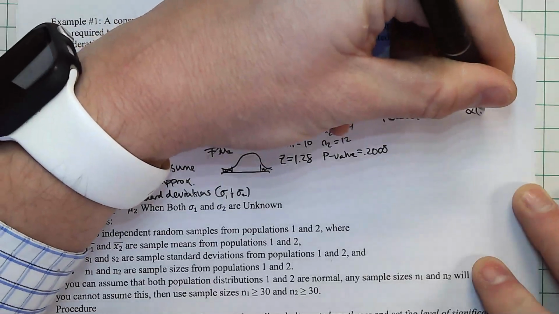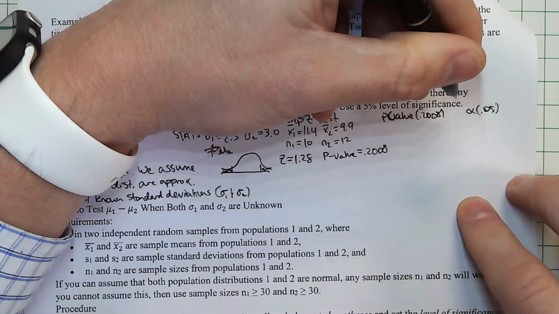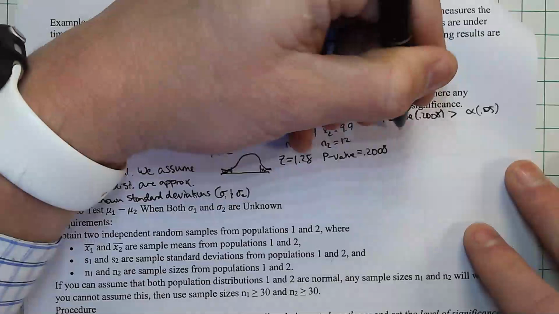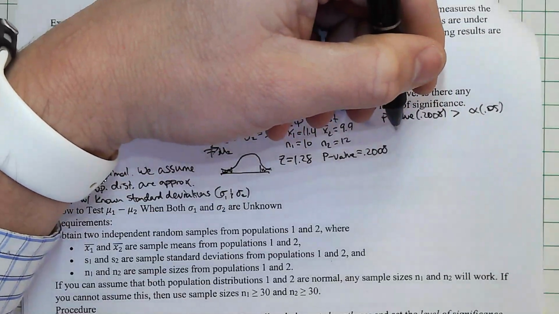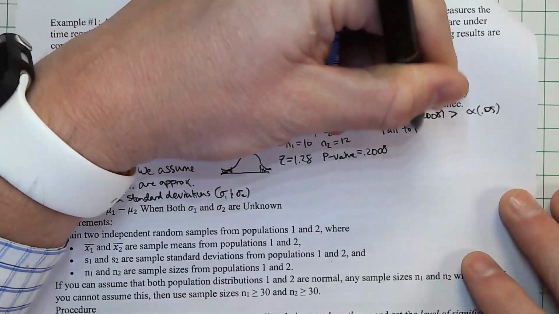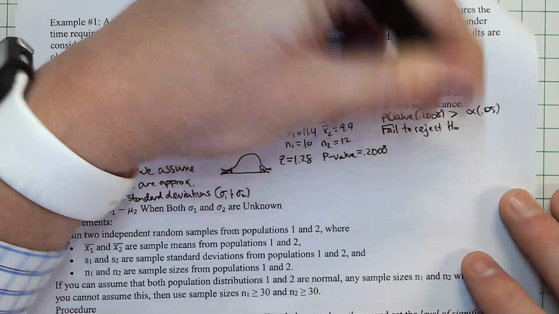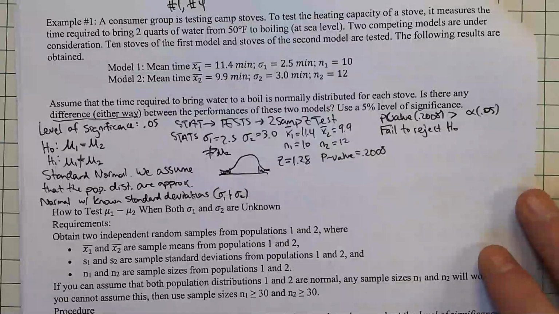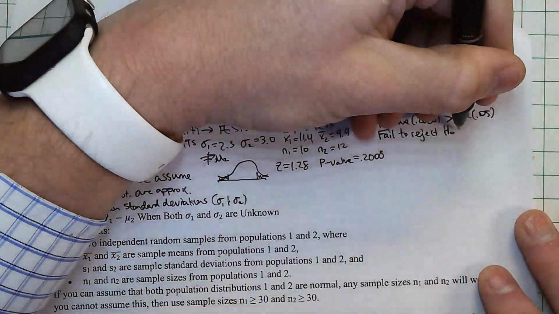Alpha is 0.05. Is it greater than alpha or less than alpha? Greater than, right? When it's greater than, what do we do? Greater than, we fail to reject H0. Now, so it's greater than, we fail to reject H0, and it's less than, we reject H0. Now, is that significant or not when you fail to reject H0?